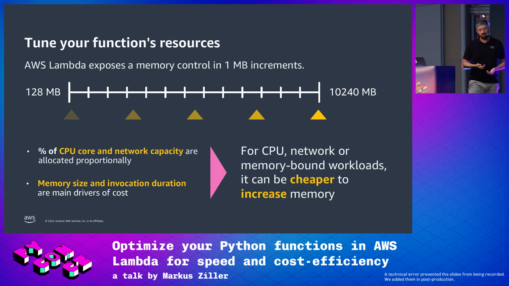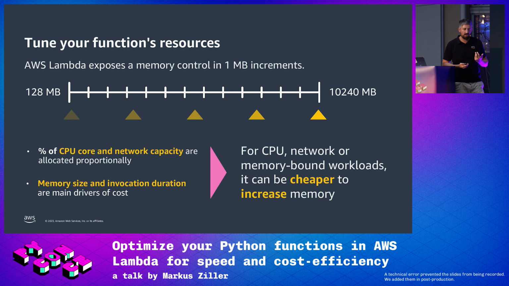And the more memory you set, the more powerful your function becomes. And not only in terms of memory, so RAM, but also in terms of CPU that is allocated to your function and network capacity. Together with the fact about the pricing that we discussed earlier, this leads to an interesting situation where it can actually be cheaper to increase the memory of a Lambda function, thus increasing the cost for that part of the calculation, but reducing the runtime and saving cost.